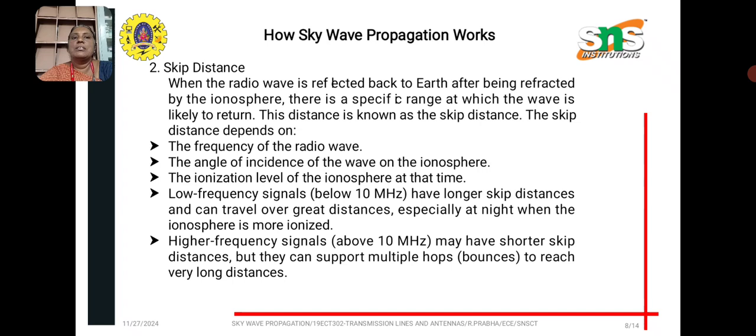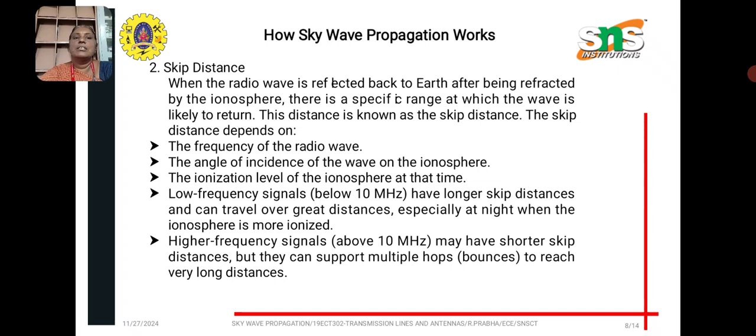And the skip distance: when the radio wave is reflected back to Earth after being refracted by the ionosphere, there is a specific range at which the wave is likely to return. This distance is known as the skip distance. The skip distance depends on the frequency of the radio waves, the angle of incidence on the ionosphere, and the ionization level of the ionosphere at that time.